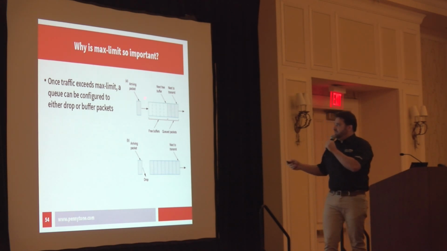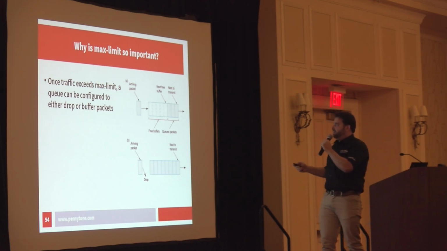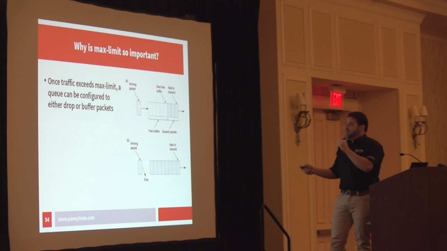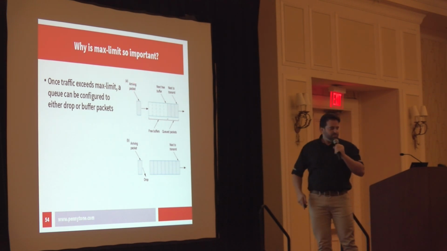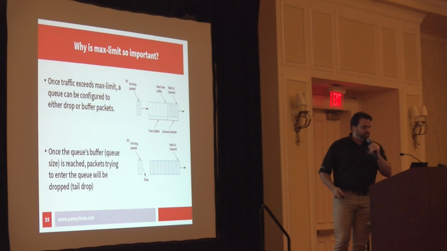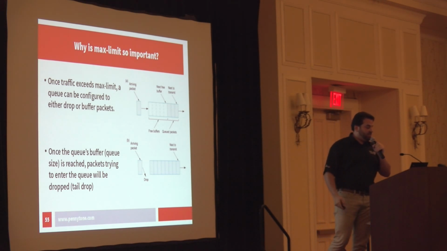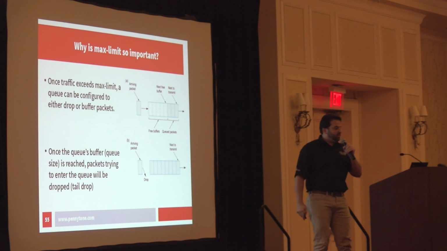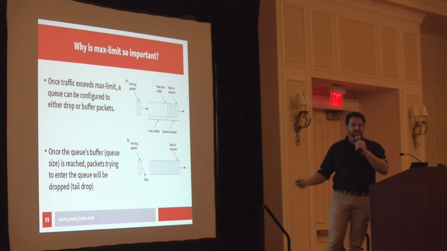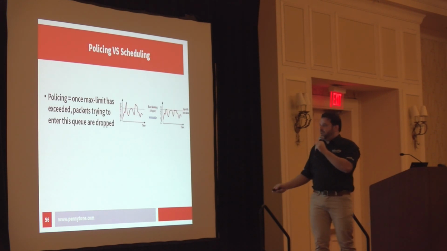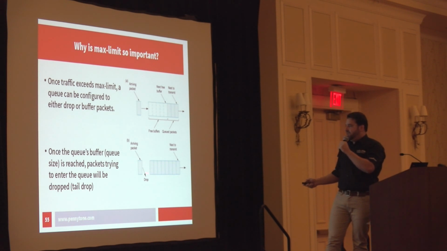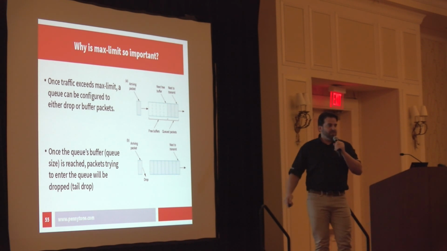And over here, we see a queue buffer size of 8. So we see there's probably congestion. We exceeded the max limit, so we have 3 packets queued over here. That also means more packets can enter. But what happens once the queue is full? Once the queue size is reached, in other words, packets trying to enter the queue will be dropped. This is known as tail drop. And over here, you see the queue is full, a packet tries to come in, it gets dropped.